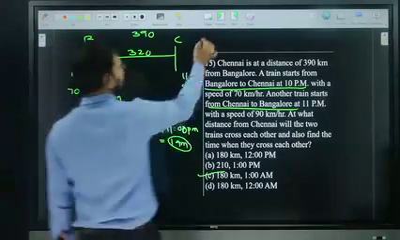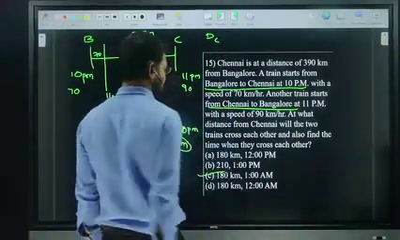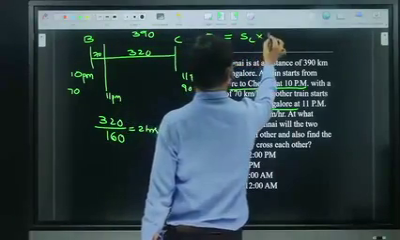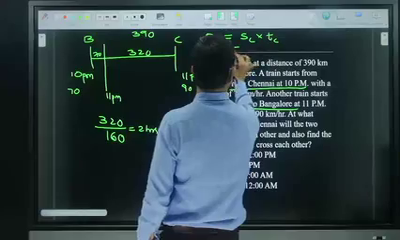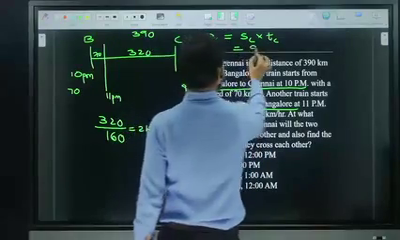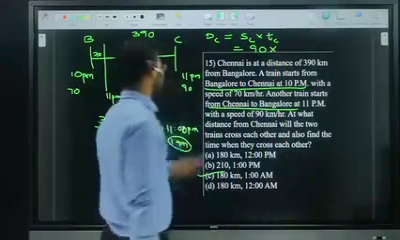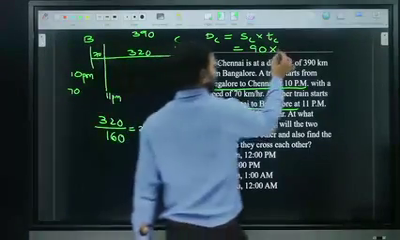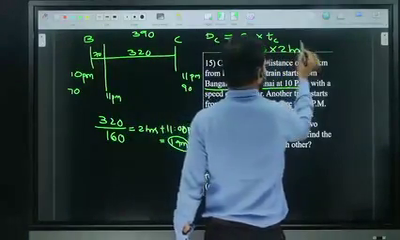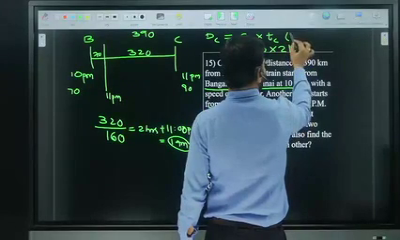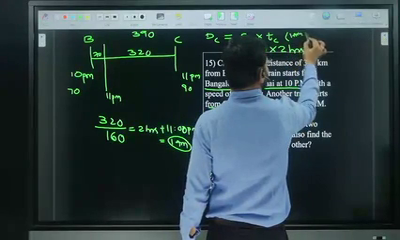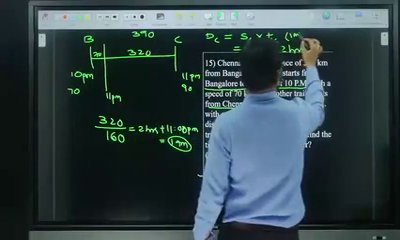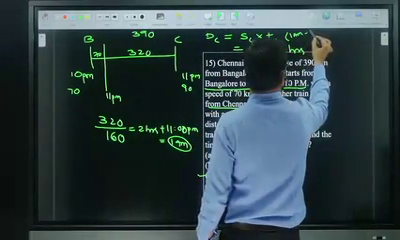They are asking distance from Chennai. Distance from Chennai is speed of Chennai into time of Chennai. Speed of Chennai is 90. Time of Chennai: starting time is 11 p.m., meeting time is 1 a.m., that is 2 hours. 1 a.m. minus 11 p.m.